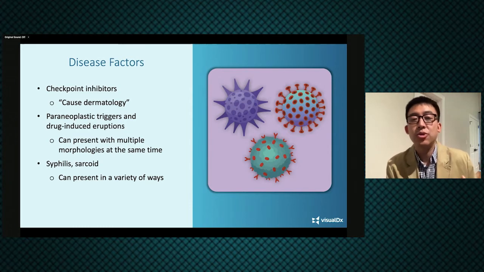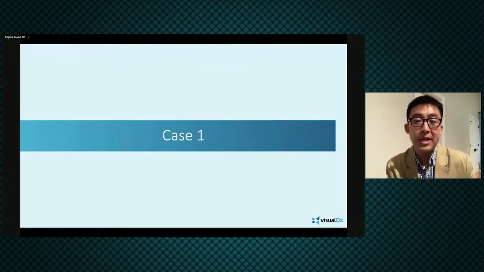Paraneoplastic triggers and drug-induced eruptions are good examples of where a skin eruption may present with multiple morphologies at the same time. And as an example, syphilis and sarcoid are both great examples that we always teach can present in a variety of ways. So let's start going through some cases.